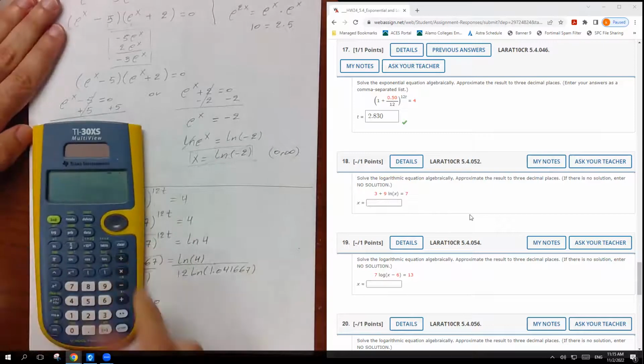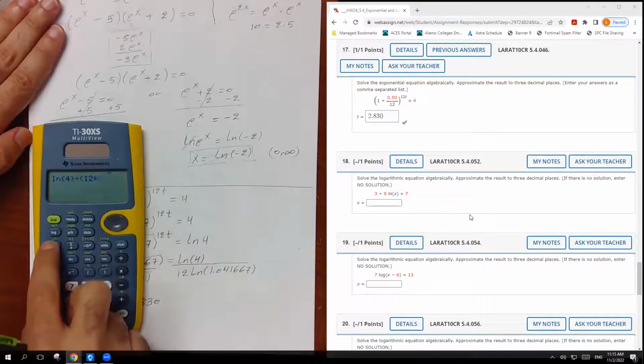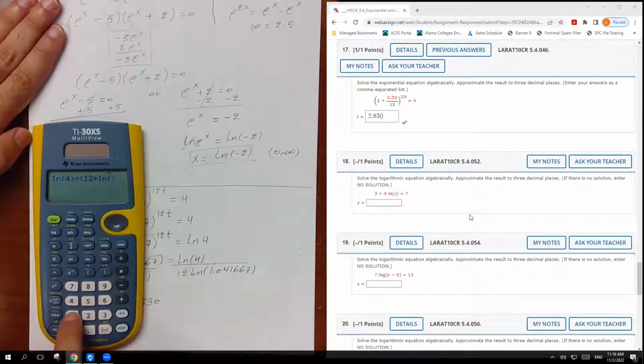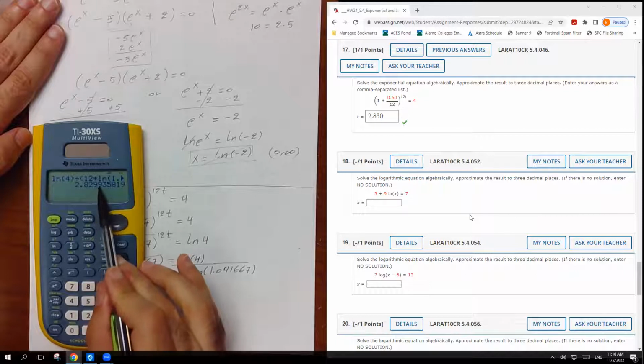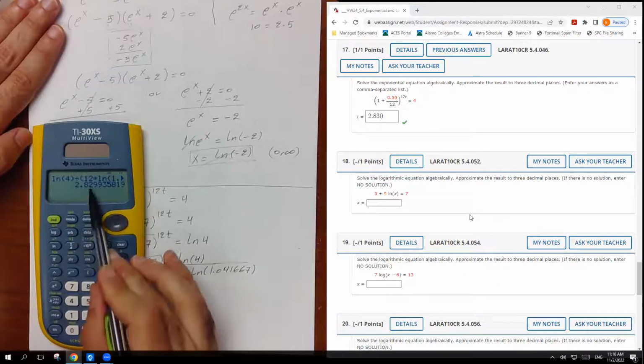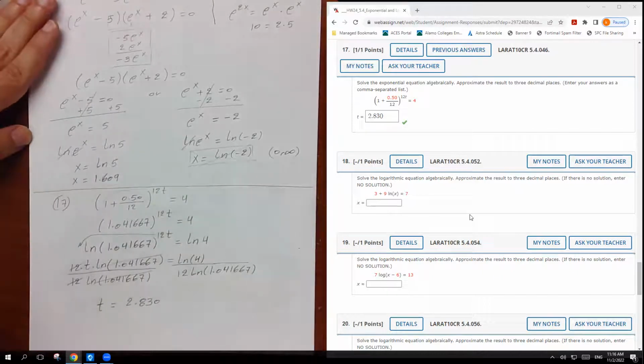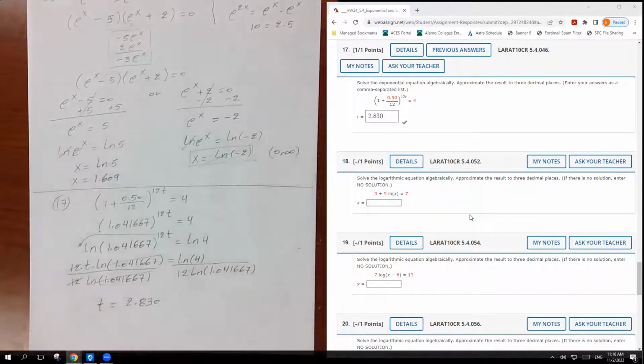When you plug in this one, you're going to say ln to the 4, close the parentheses, divide by, open another parentheses, 12 times ln 1.041667, close the parentheses, close the second one. So it's going to be 2.8299. Round this number, add 1 here, it's going to be 30. 29 is going to be 30. That means 2.830. That's why I got it right here. Let's go to example 18.